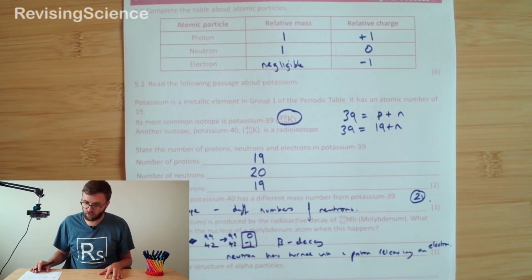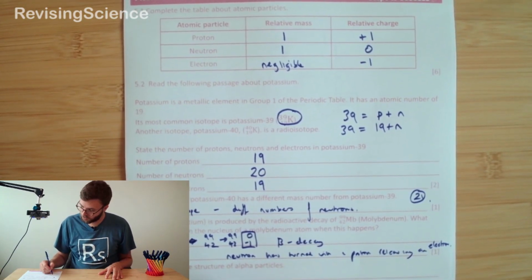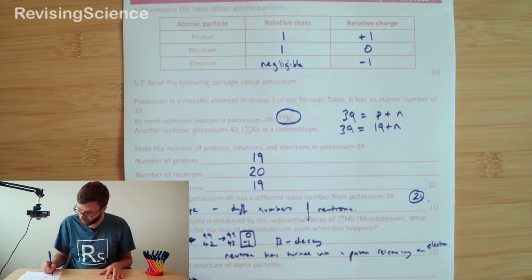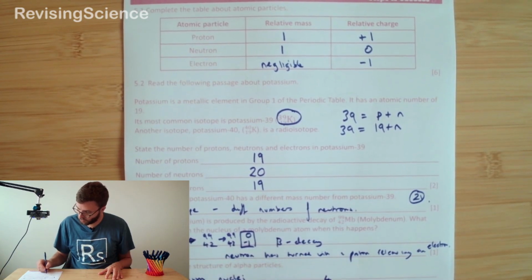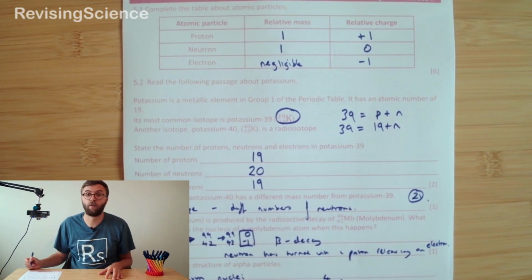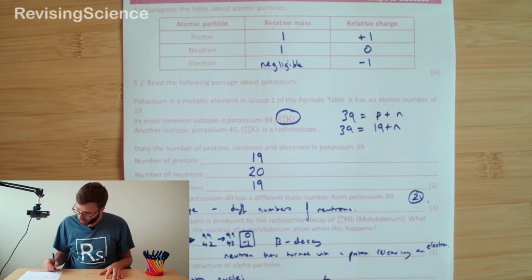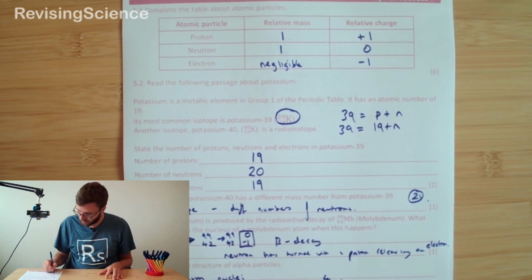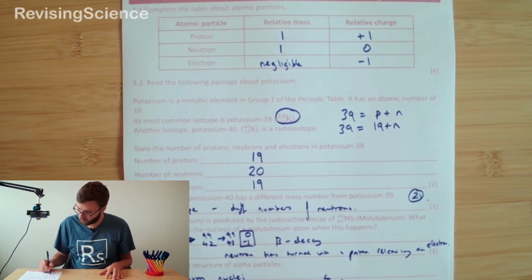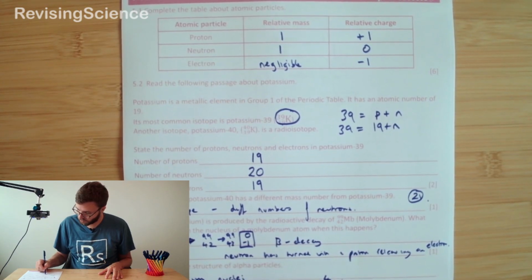Describe the structure of an alpha particle. Well, an alpha particle is the same as a helium nucleus, which means it has 2 protons and 2 neutrons, and we can draw it like this: 2 for the number of protons, 4 for the mass number in an alpha particle. What are beta particles? Beta particles are fast-moving electrons.